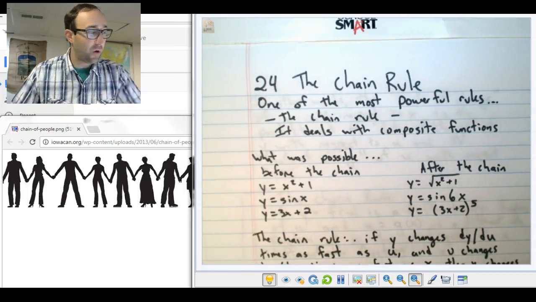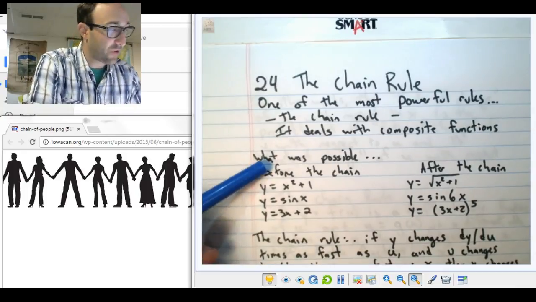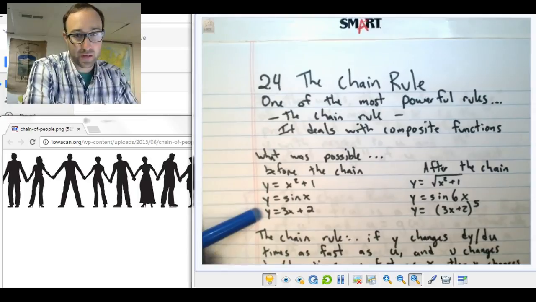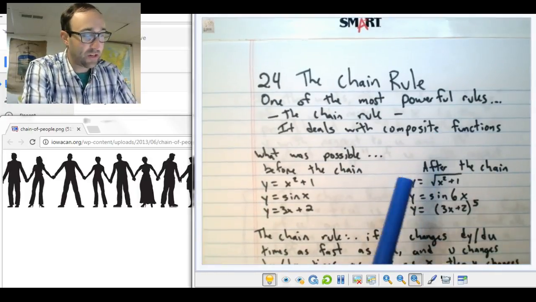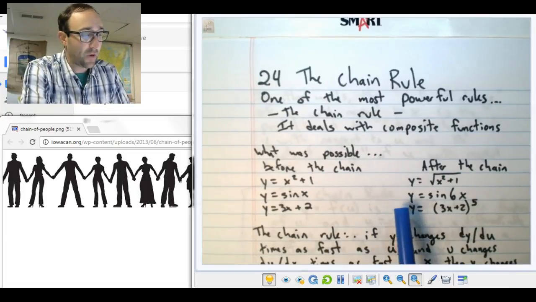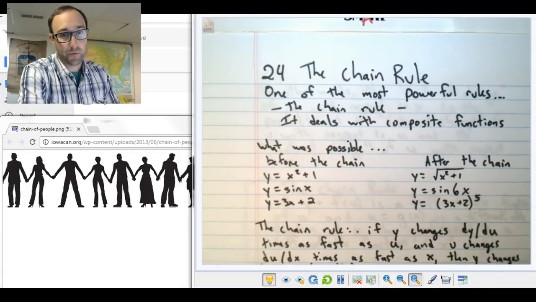Alright, so what was possible before the chain rule is that we could differentiate x squared plus 1, or sine x, or 3x plus 2. Now with the chain rule we can differentiate things such as y equals the square root of x squared plus 1, y equals sine of 6x, and y equals 3x plus 2 to the 5th power.